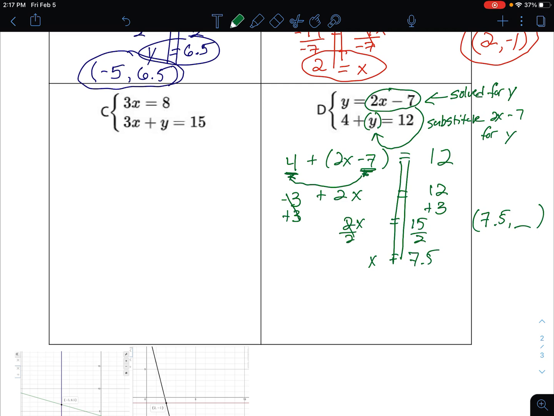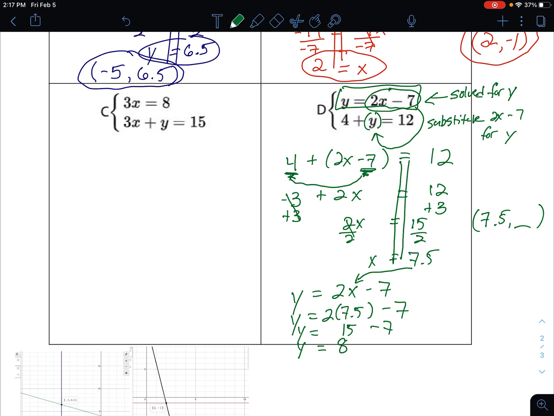Now, back at the beginning of the problem, I had this equation, y equals 2x minus 7. So I'm going to use that one down below here. If y is equal to 2x minus 7, now I can substitute that 7.5 in for x, because I know x is equal to 7.5. So 2 times 7.5 minus 7, which is equal to 15 minus 7, which is equal to 8.